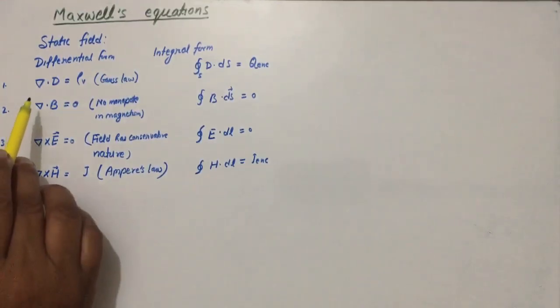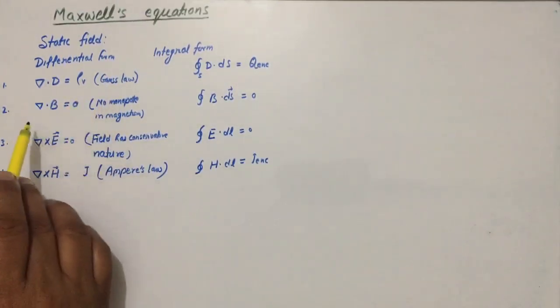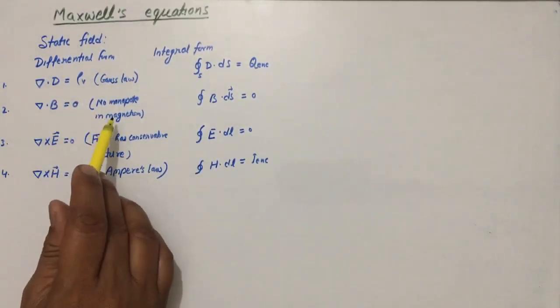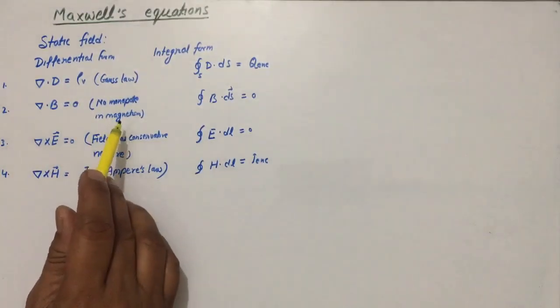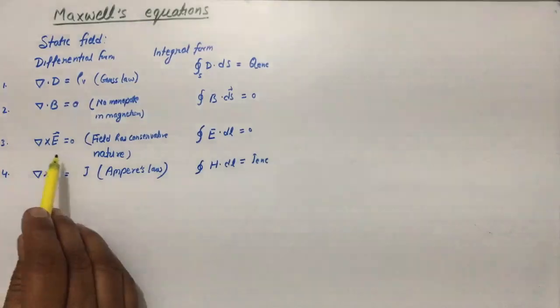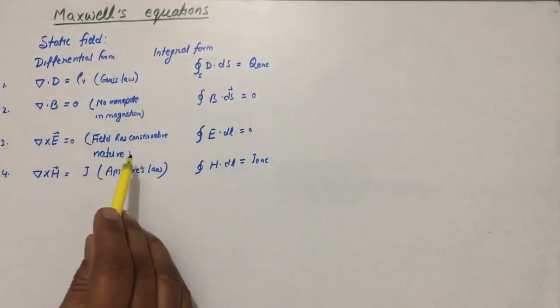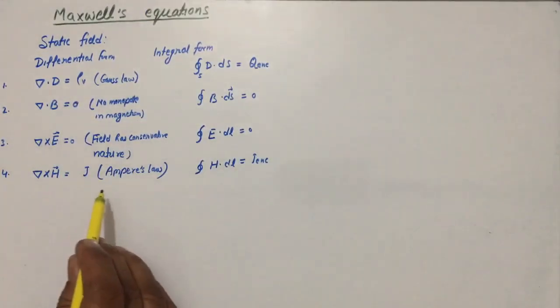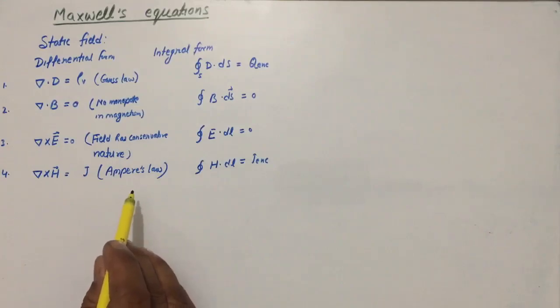So the first Maxwell's equation is related to Gauss law. Second is related to magnetism, that is the monopole does not exist. Third law is related to electrostatics, that is the field has conservative nature. And the fourth law is related to Ampere's law in magnetism.